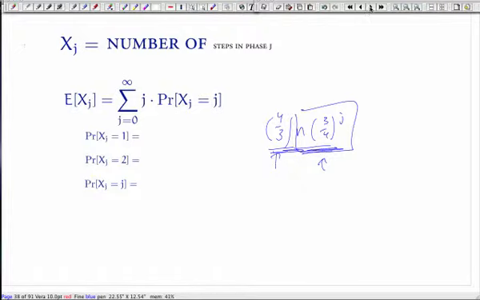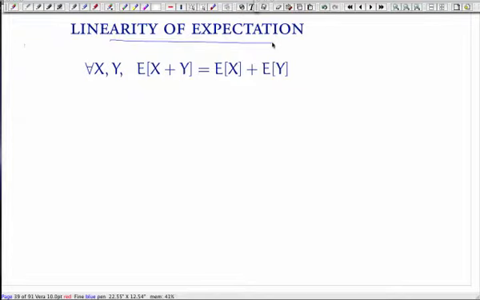And now you use this very cool fact called linearity of expectations. Another very key idea from probability analysis that should be familiar. And that is that the expectation of the sum of these two things is just the sum of their expectations.